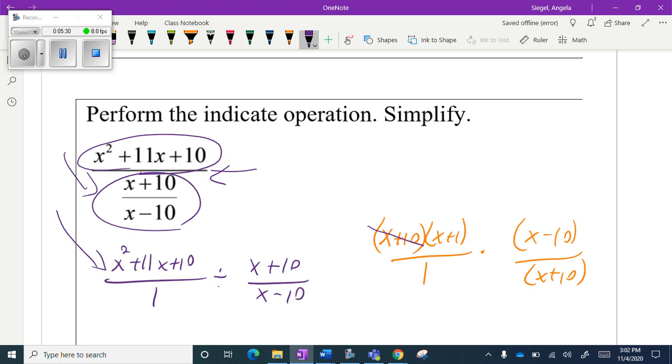Okay, so these cancel, and I'm left with x plus 1 times x minus 10. I don't have to worry about the domain restriction because there's nothing in the denominator. So I am done, and we are done with this lesson.